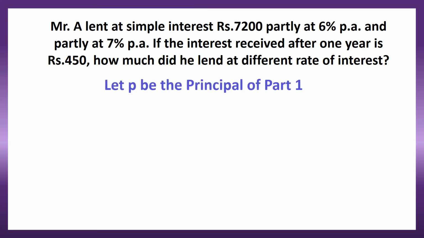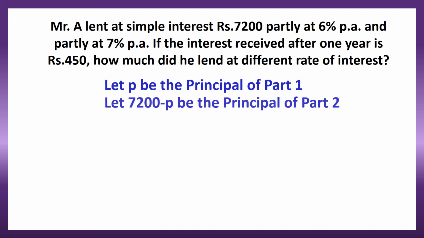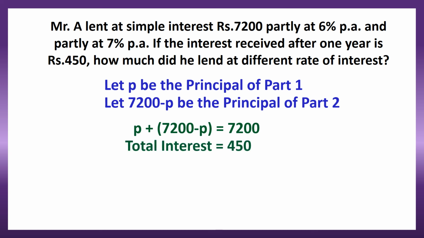So, let the principal of part 1 be P. Then what will be the principal of part 2? That will be 7,200 minus P, because part 1 principal plus part 2 principal is 7,200. So P plus 7,200 minus P is equal to 7,200. And it is given that the total interest from both the parts is 450.